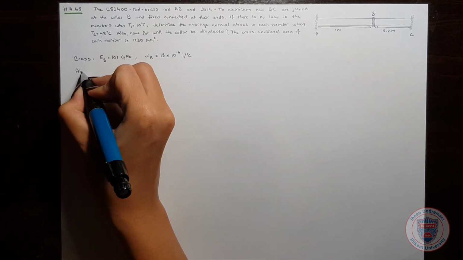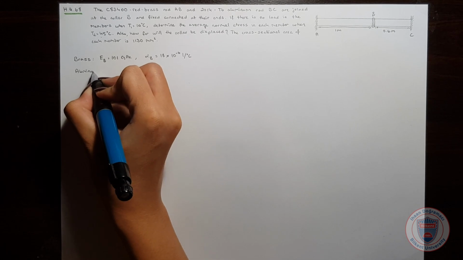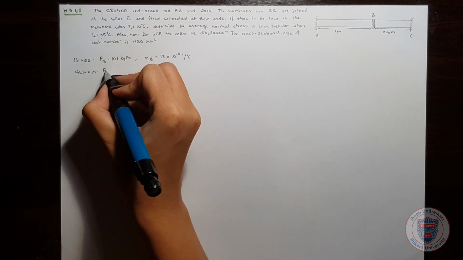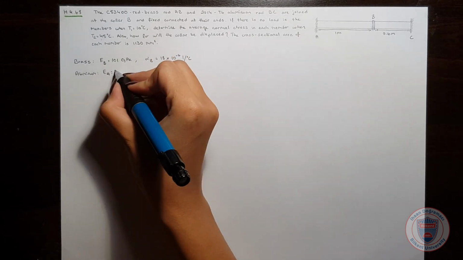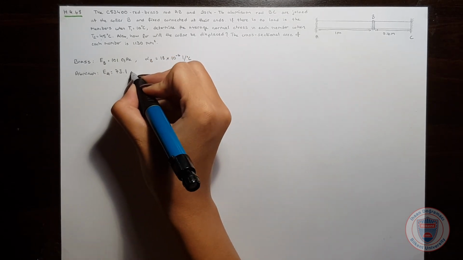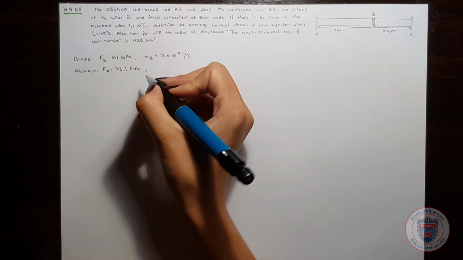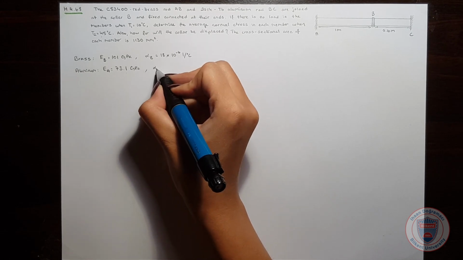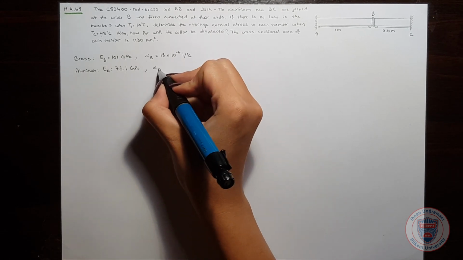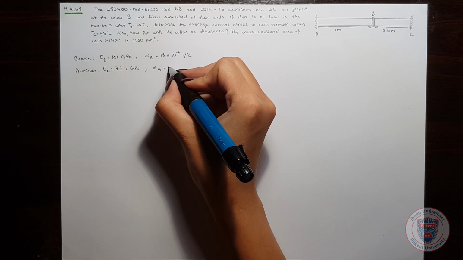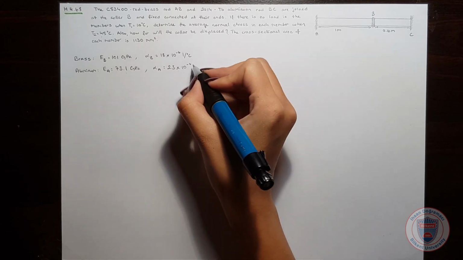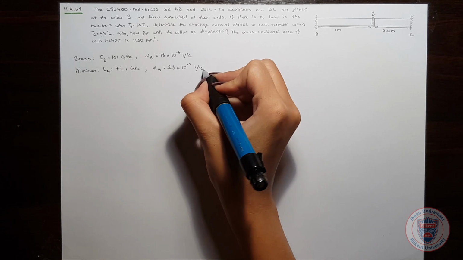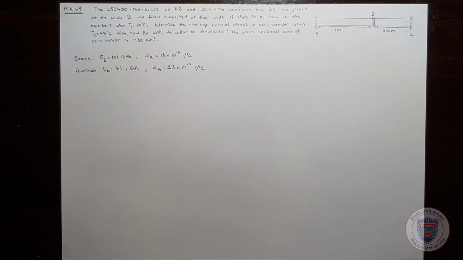And for aluminum, the Young's modulus is equal to 73.1 GPa, and the coefficient of thermal expansion is equal to 23 times 10 to the power of minus 6, again 1 over centigrade degrees. And also we know their cross-sectional areas.